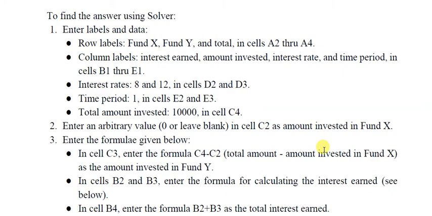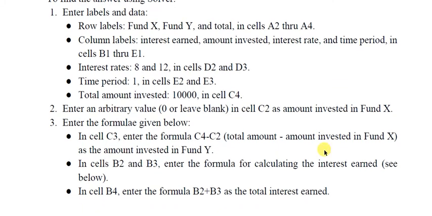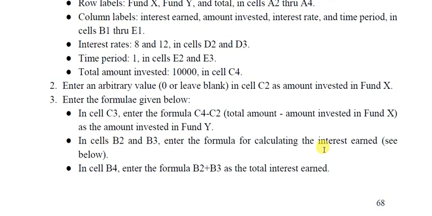Okay, then you will have the interest rate as 8 and 12, time period 1, and total amount invested 10,000 in cell C4. Then you can have some arbitrary value, or you can leave the blank cell where you have the amount invested in the fund X.